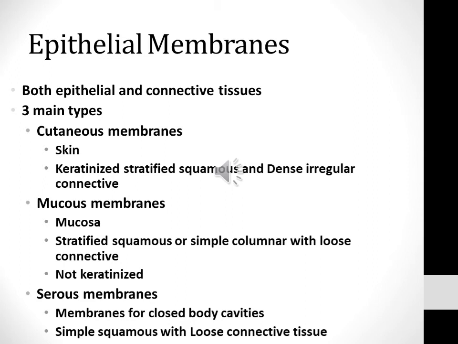And then your serous membranes are moist membranes of the closed body cavities. They secrete clear serous fluid for lubrication. You've got simple squamous with loose connective tissue. Examples of that are the pleura that line the thoracic cavity and lungs, the pericardium that lines the pericardial cavity in the heart, the peritoneum, which lines the abdominal pelvic cavities, and a lot of your internal organs.